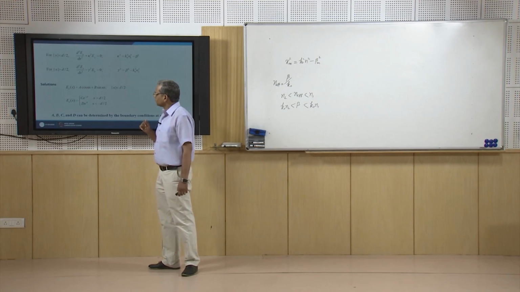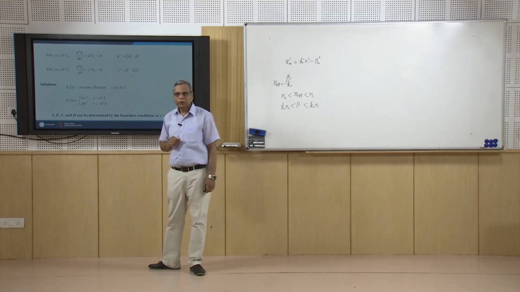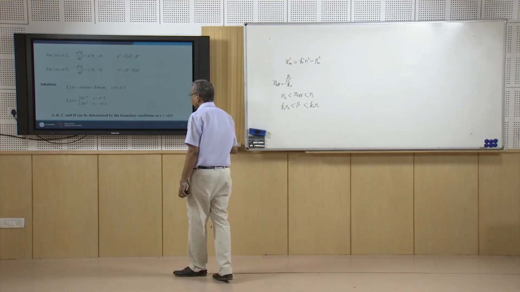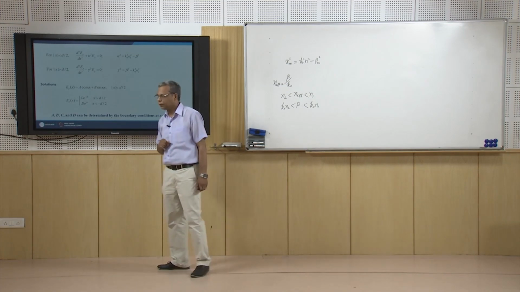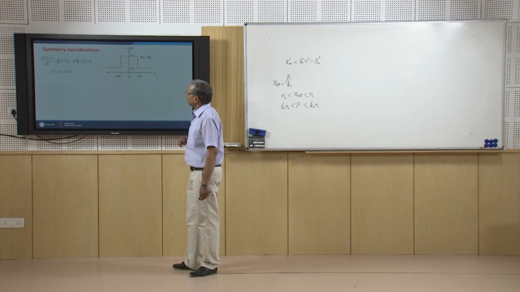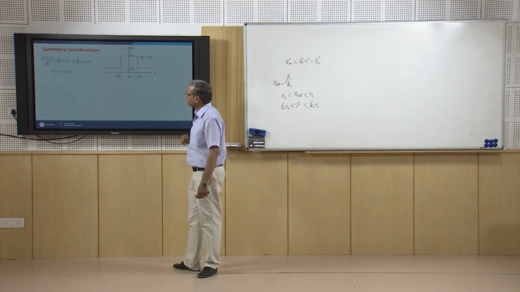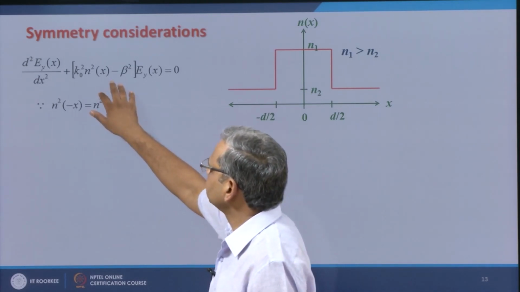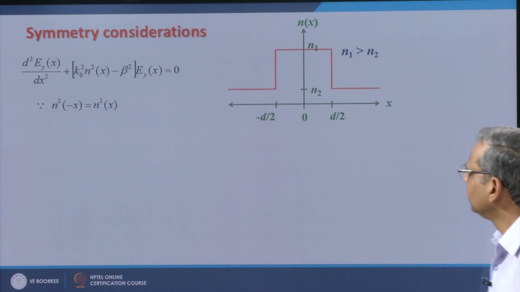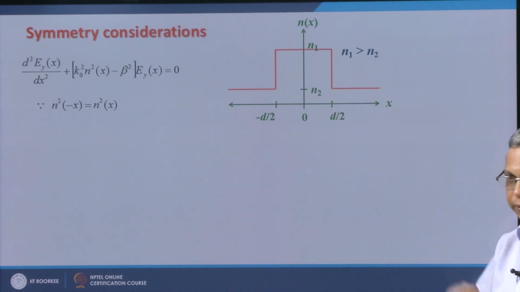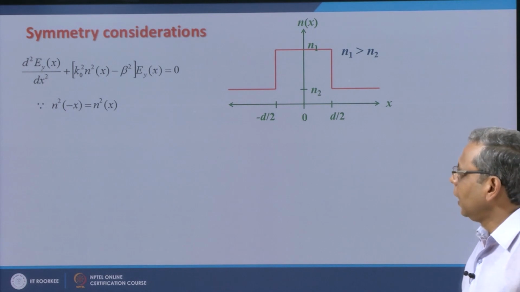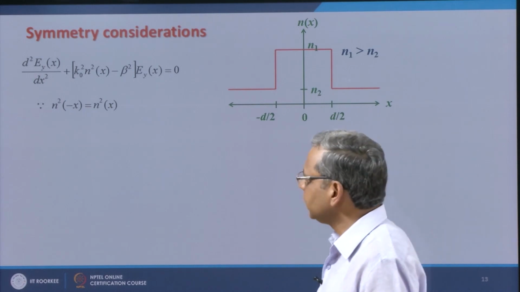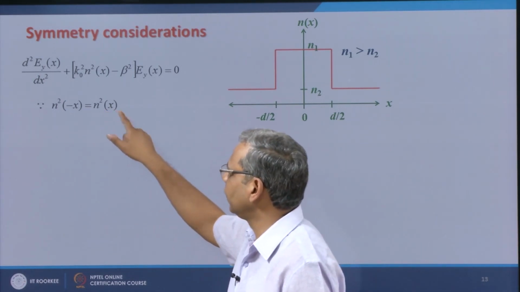But here I can make some more simplification. What simplification I can make is to utilize the symmetry of the problem. How can I utilize the symmetry of the problem? Let us see. I have the wave equation for TE modes like this, and this is the n of x. I see that this is symmetric about x equal to 0, which means that n square of minus x is equal to n square of x.